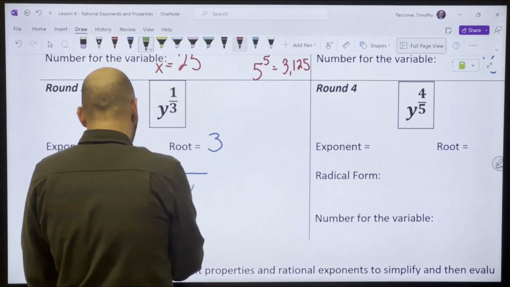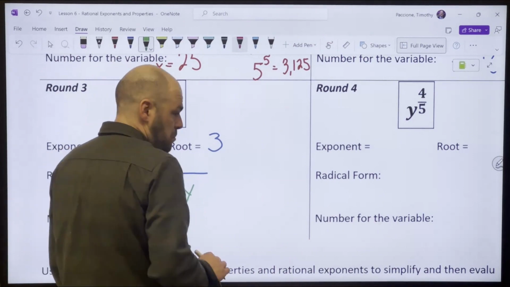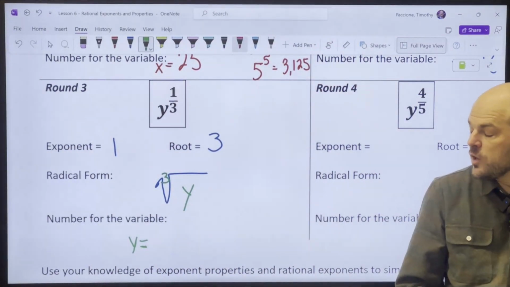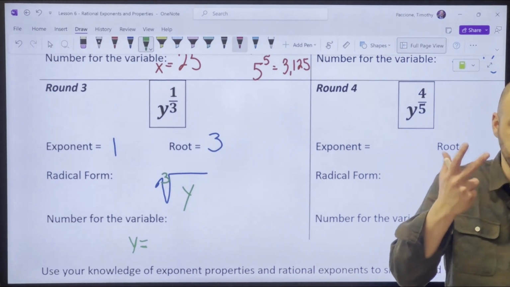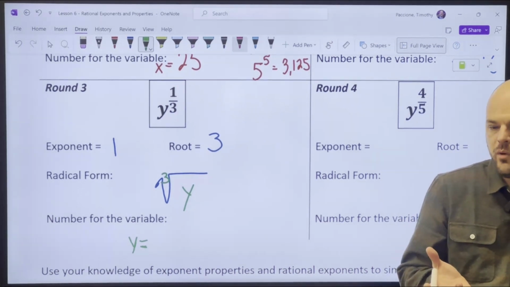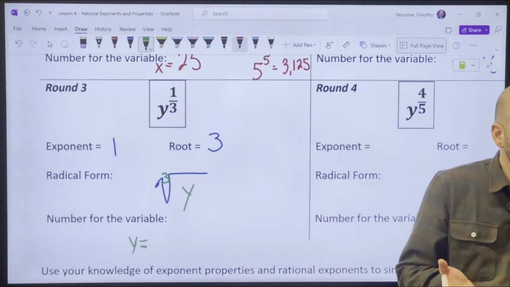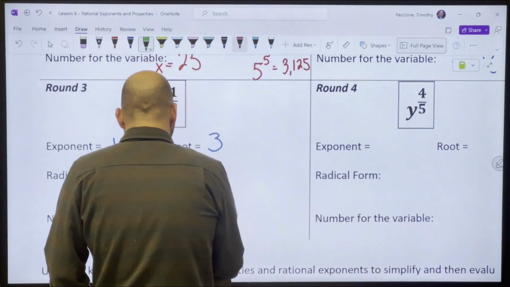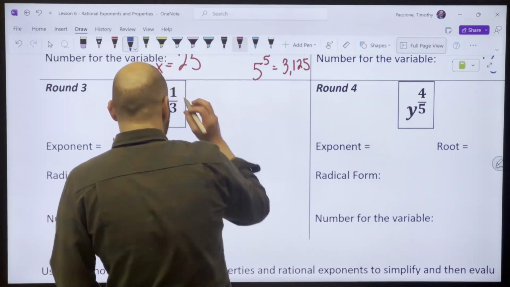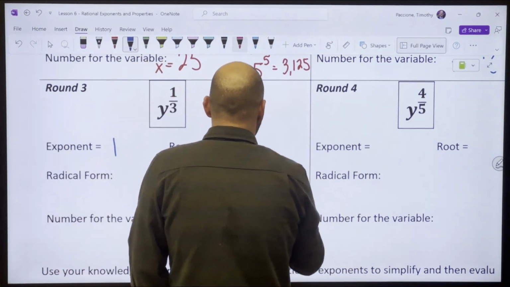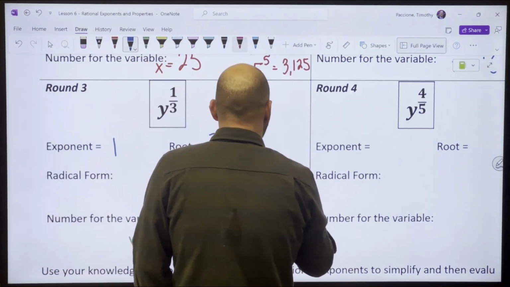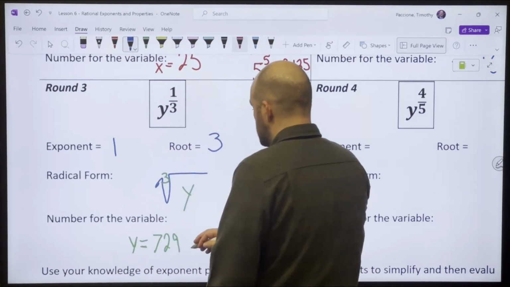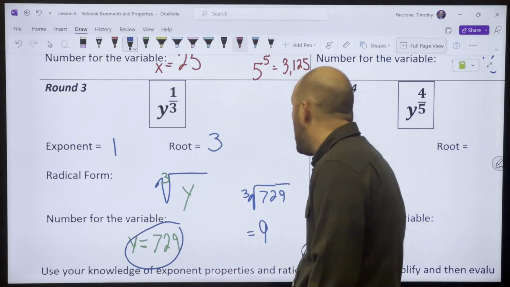And then to find a y that works for that, we just need a y that is 3rd rootable, right? Something that is something to the 3rd. So what number do we want to go with? 729. Okay. So if I take the 3rd root of 729, what do I get? 9, right? So that works. So that is a good number. All right, last one.